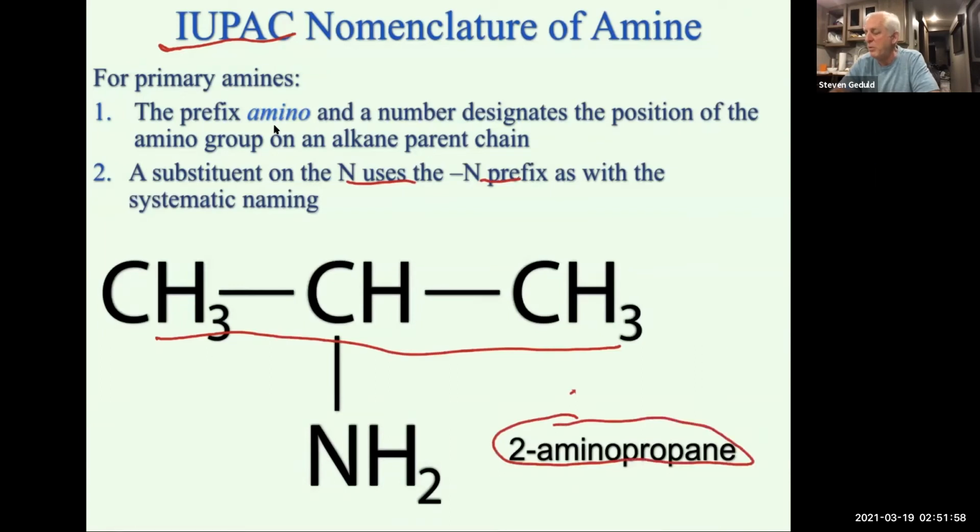IUPAC names are very rarely used nowadays. Mostly it's the systematic and the common names. But its prefix, it starts with amino and then tells you what compound it is. So it's backwards from everything else we've done. But if you see it, you can still recognize what to draw. You can still recognize what it is. Because the number 2 carbon of propane has an amino group attached. That's exactly what you have here.